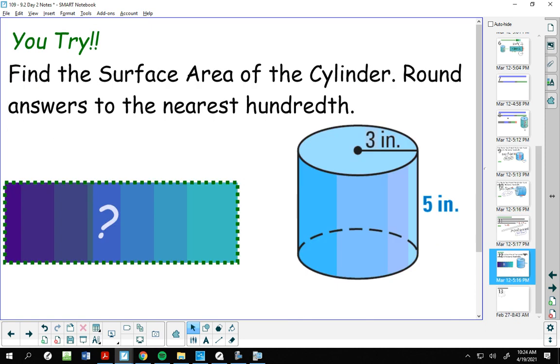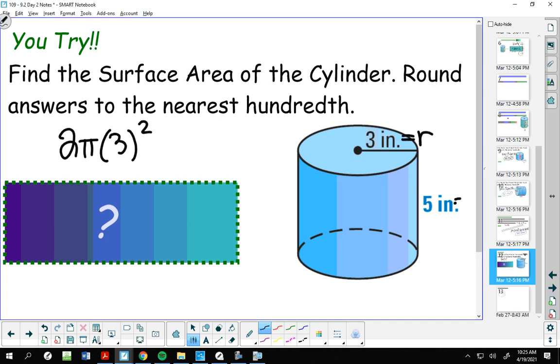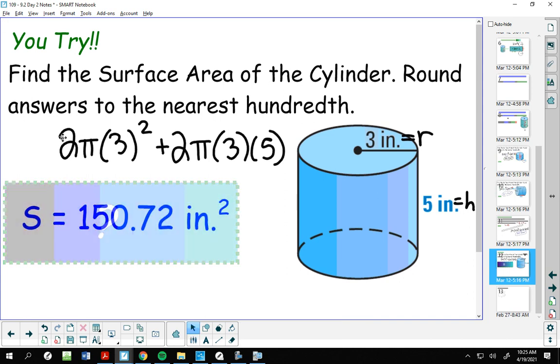So I want you to pause it, try this one, and when you're done, unpause it and you can check the answer. All right, so 2 pi r squared, so our radius is 3 and our height's 5, plus 2 times pi times r times h. So when you plug that in, you get 150.72 inches squared.